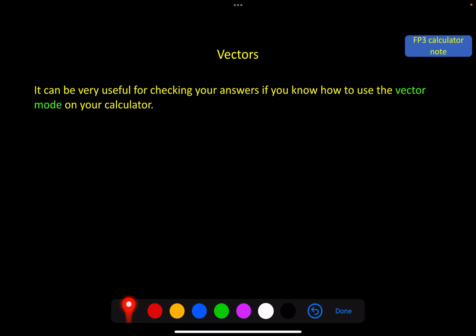I would also suggest it's a good idea, if you've got a scientific calculator that can do vectors, that you find out how to use the vector mode, and you get used to calculating quite quickly the answer in vector mode so that you can check your answers when you're doing this. It's very useful. You can't do this in an exam, obviously. You need to show all of your process to get the marks, but it is nice to be able to confirm that you have got the right answer.